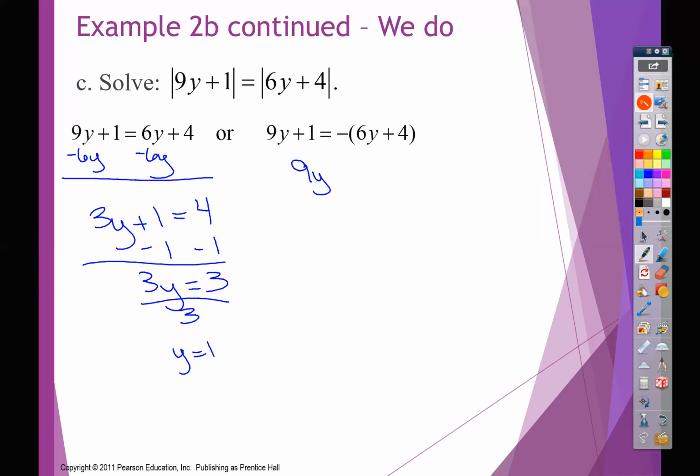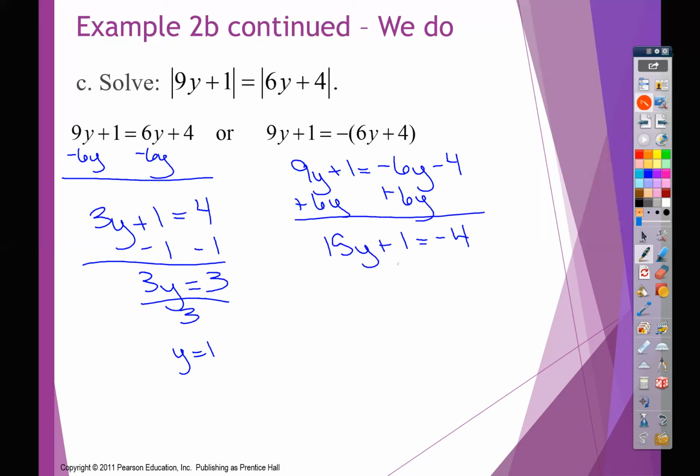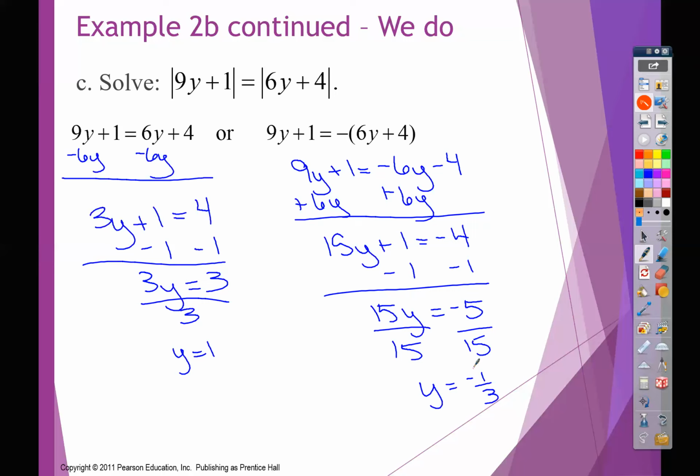the first thing that I'm going to have to do in the second setup is distribute that negative. And now I can combine like terms. So I'm going to add 6y to both sides. And we get 15y plus 1 equals -4. So subtract the 1, get 15y equals -5. Divide by 15, and you would get y equals -1/3. So your answers are -1/3 and 1.